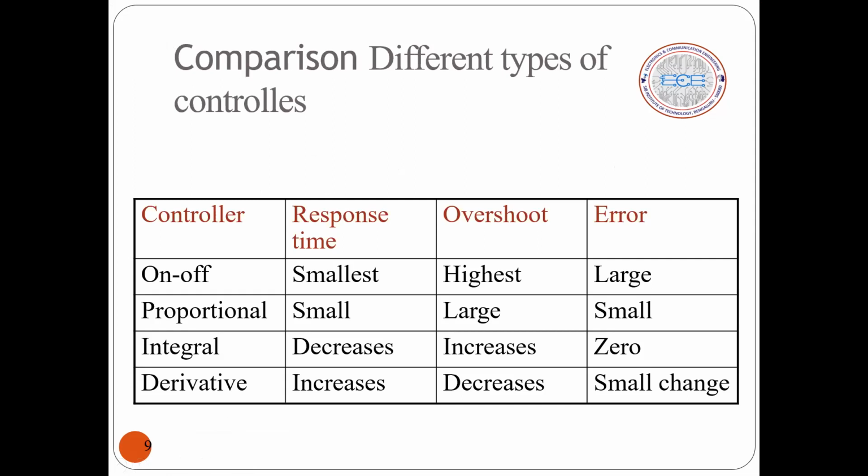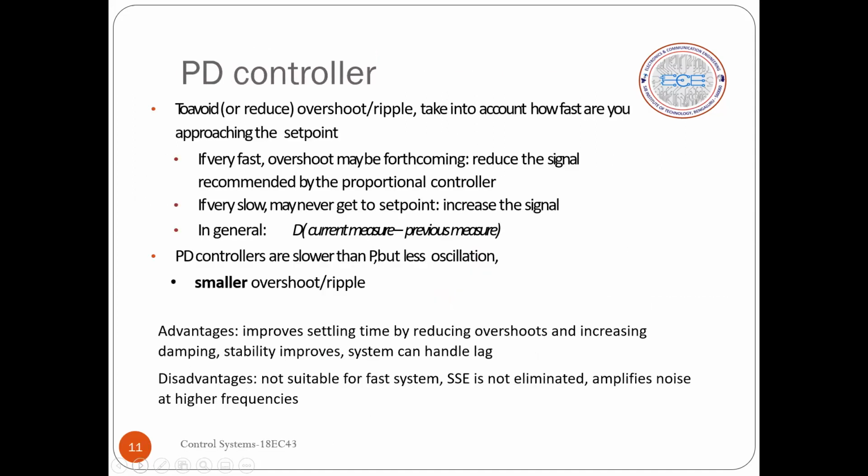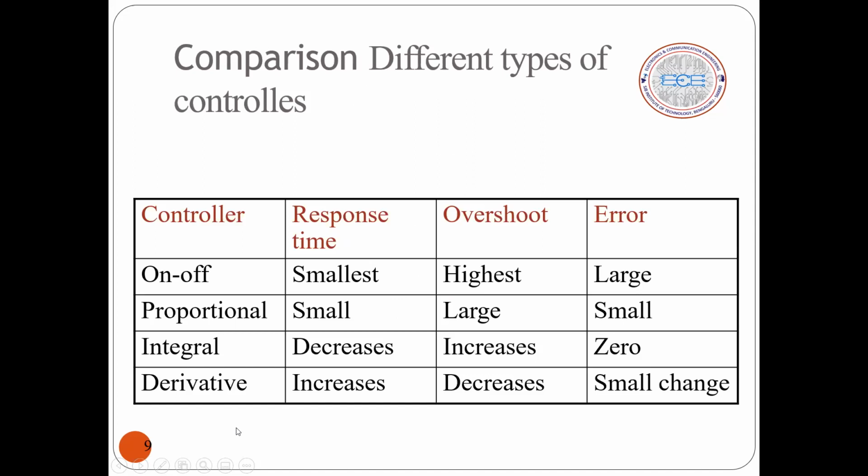Comparison of different types of controllers. So what we are doing here is we are trying to compare all the 4 controllers which we have discussed so far. So, this is response time, overshoot and error, that is steady state error. These are the 3 major parameters in time domain specifications which we have learned. So we are going to compare these 3 performances now.